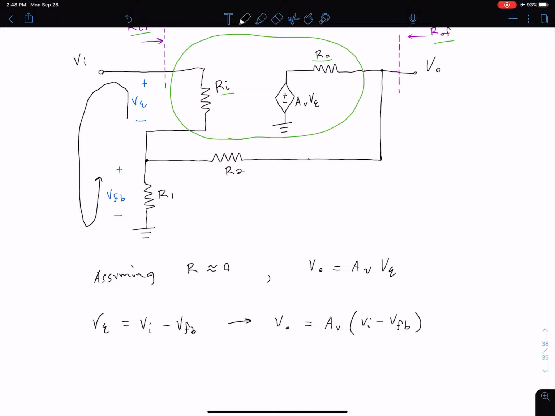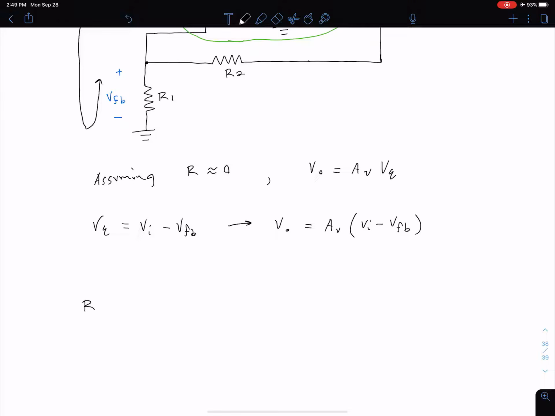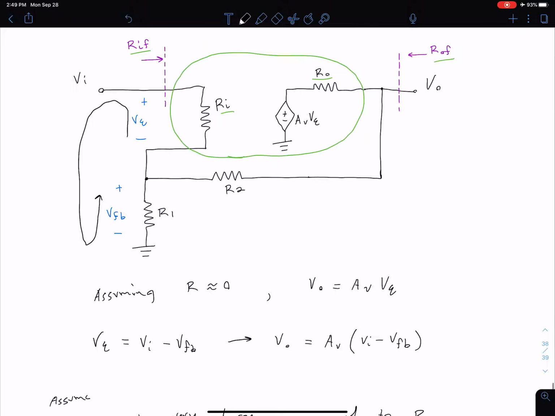Okay, so now let's assume that our Ri is very large compared to R1. Remember, it's always good to state assumptions. So Ri is very large compared to R1. Basically that means we can ignore this Ri, and any output from here is going this way, and our Ri is not going to be figuring into this voltage divider network. So let's go ahead and get rid of these just for clarity.